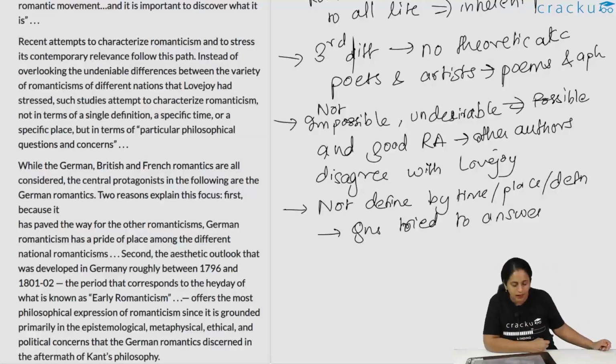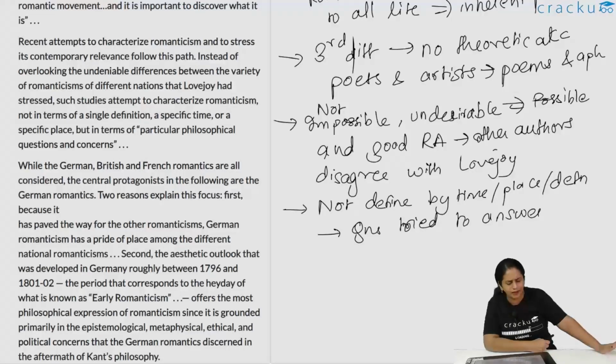While German, British and French romantics are all considered, the central protagonists in the following are the German romantics. Two reasons explain this focus.